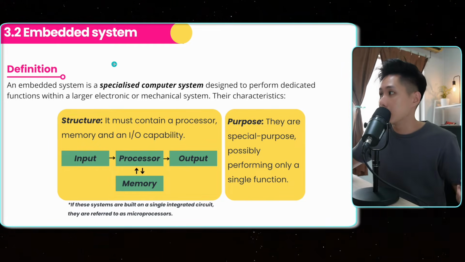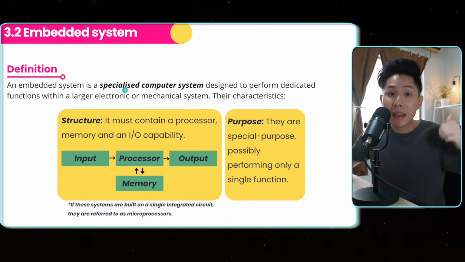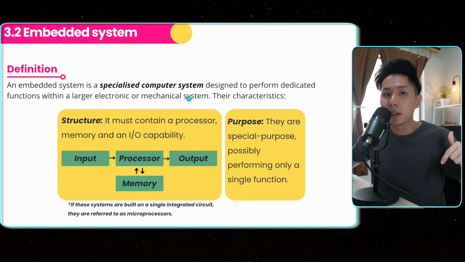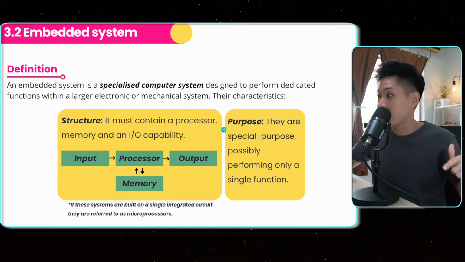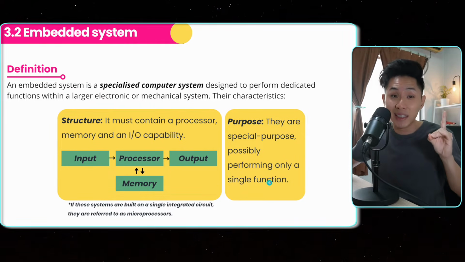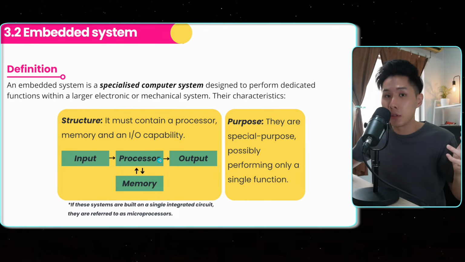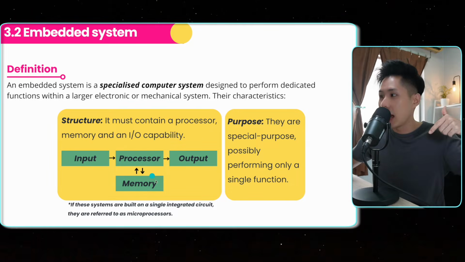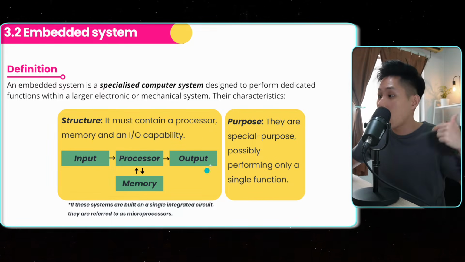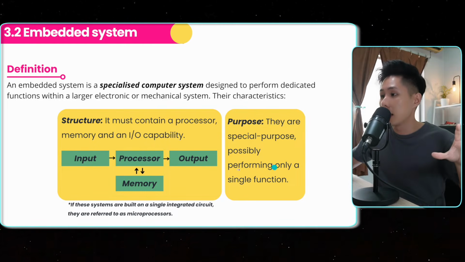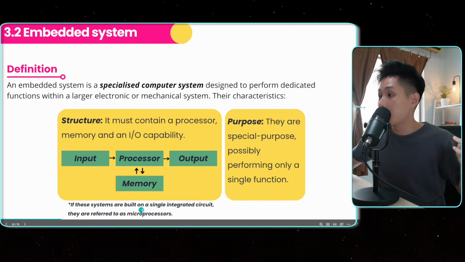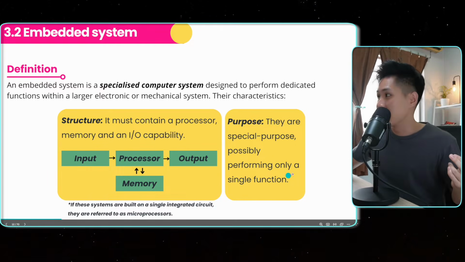Whereas embedded systems are called specialized computer systems. This is because they only carry out a very specialized task, possibly only a single function. But they work almost the same way as a computer system. They have input, a processor to process the data, and memory to store the data, and then output it to a device for the user to see. And I have a note here. If this system is built on a single integrated circuit, it is also referred to as a microprocessor.